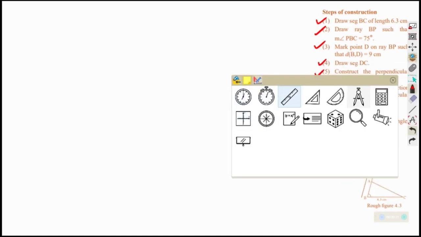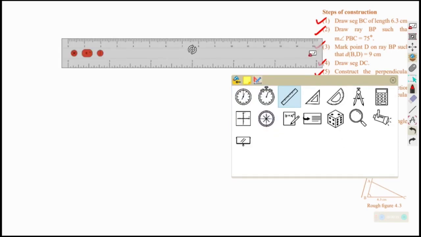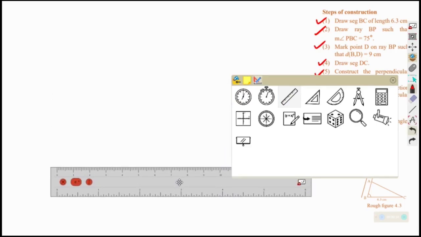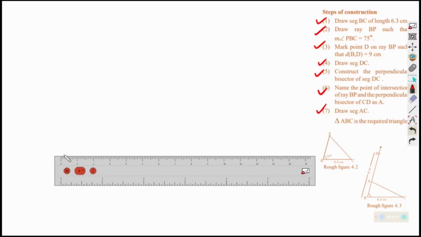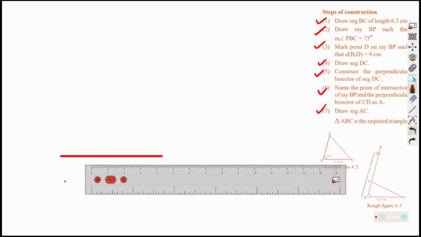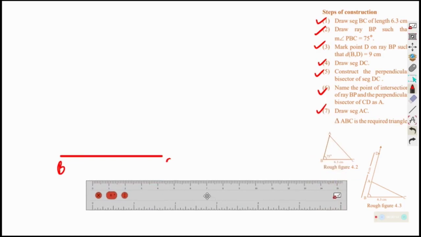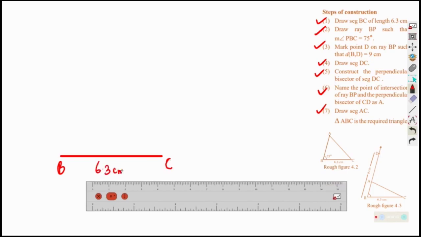We need the ruler. I will take the ruler to draw a base of 6.3 centimeter. The digital ruler is available. The measurement is not according to centimeter, it is actually double of it. Double is good, it will also be visible to you, otherwise 6.3 centimeter will not show accurately on the screen. So this is double of it, it will be 12.6. Don't worry, I am marking 6.3 on the scale, but the actual length depends upon your screen size also. Now we'll mark it as BC and write 6.3 centimeter.